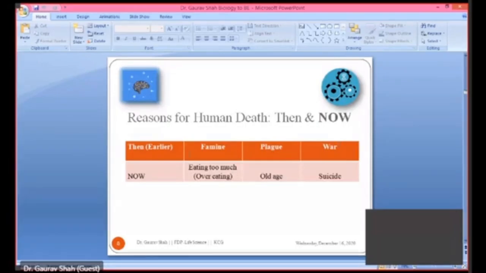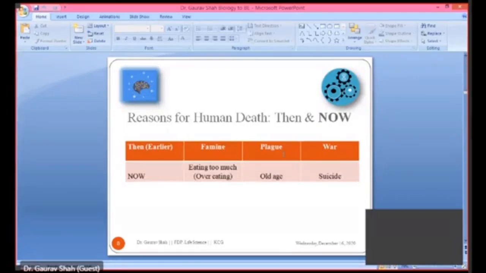Earlier, deaths were mainly because of famine, or plague, which was considered the Black Death, we are all aware of it, or war between humans. But that has drastically changed if you compare the present scenario, right? Today, in general average, we don't observe famine. But obviously, deaths have been reported from eating too much. That is overeating, which is again an irony.